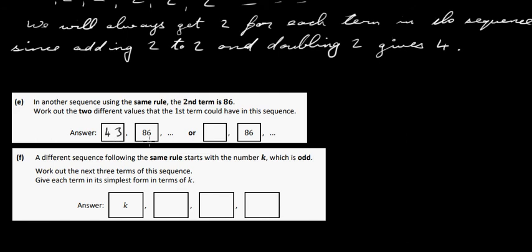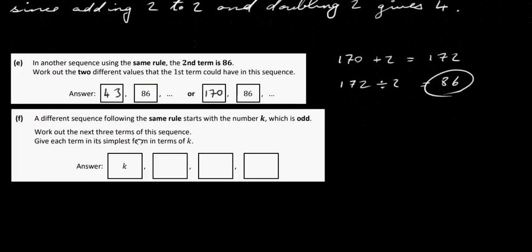You just double the 43 to get 86. Now, another number that could be in here is 170, because 170 is even. So what do we do? We add 2 to give us 172, and then you divide 172 by 2. That will give us 86 as well. So it could be 170 as well.